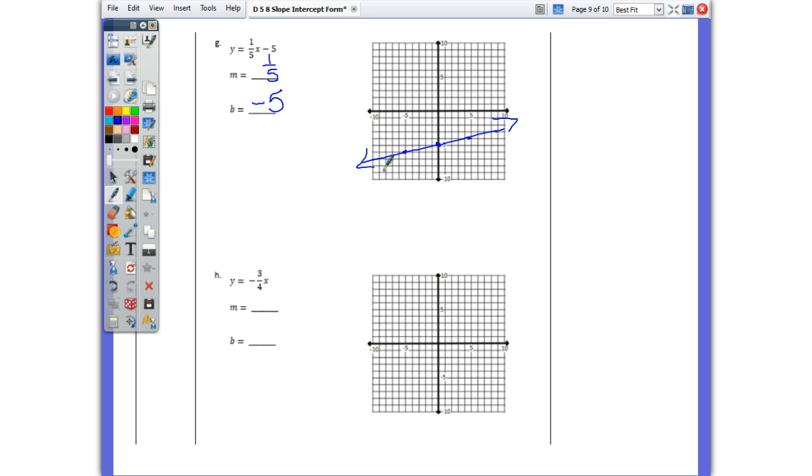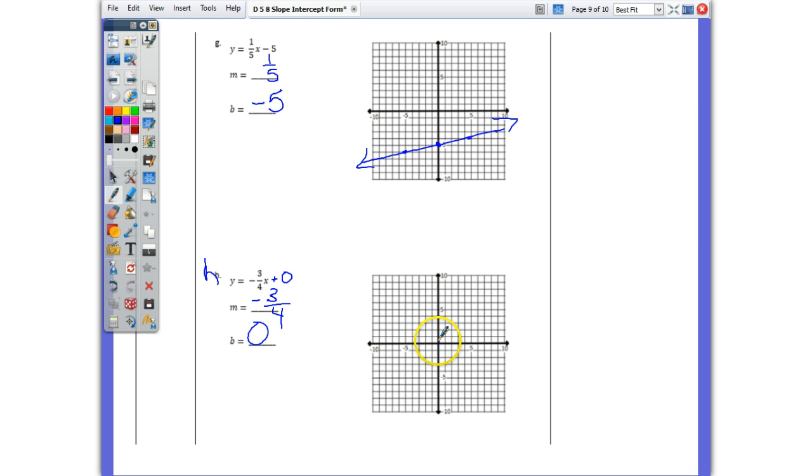And the last one. H. What's my slope? A negative 3 over 4. What's my y-intercept? 0. Because we don't write plus 0. So from the origin, where do I go to start? To the left 3 and then up 4.